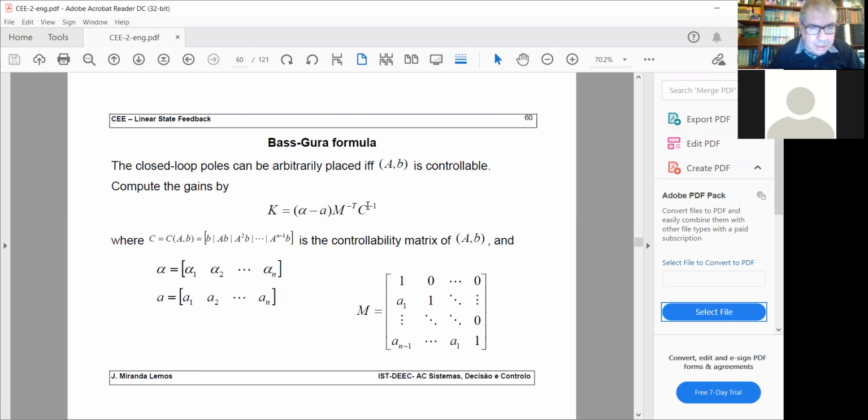And you have here the inverse transposed of this matrix, which is a lower triangular matrix. Observe that this matrix always has an inverse, because what is the determinant of M?